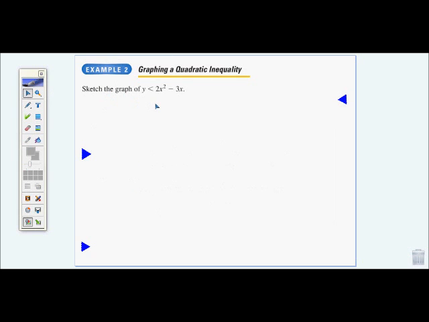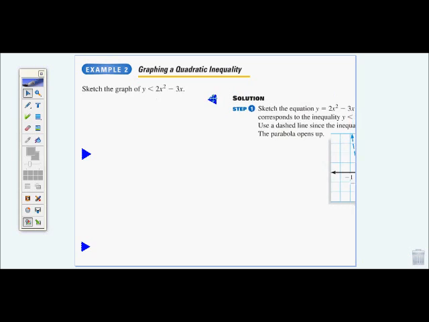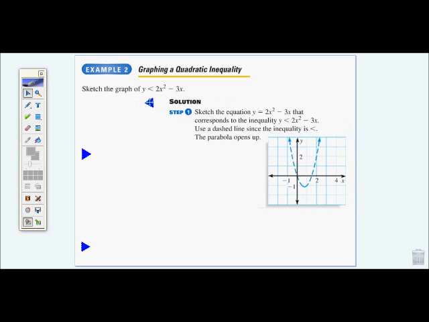First of all, sketch the graph of y is less than 2x squared minus 3. Because we have a less than symbol, we're going to have a dashed parabola, and because a is positive, it's going to be facing up. So first of all, we'll sketch that equation, and we're going to use the dashed line because it is a less than, and the parabola opens up.